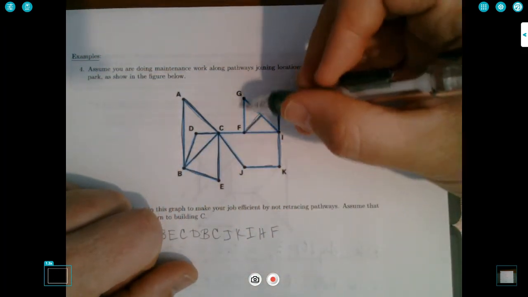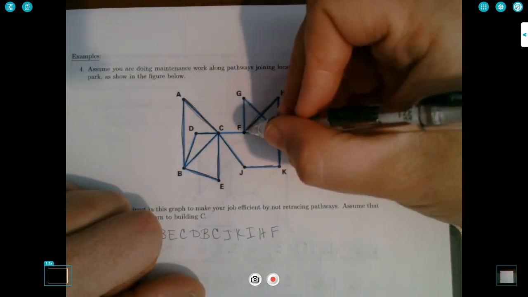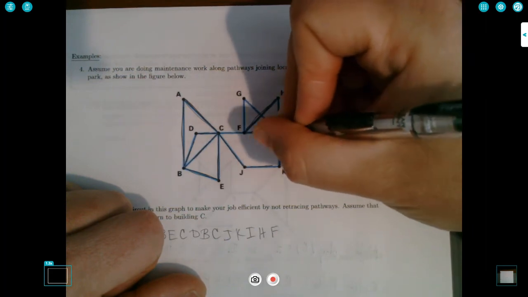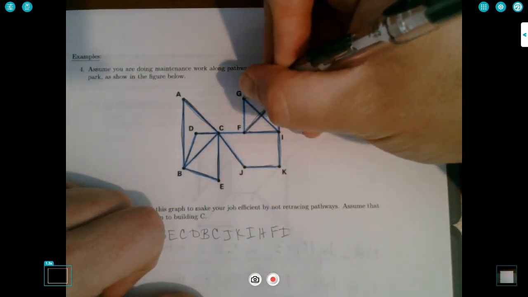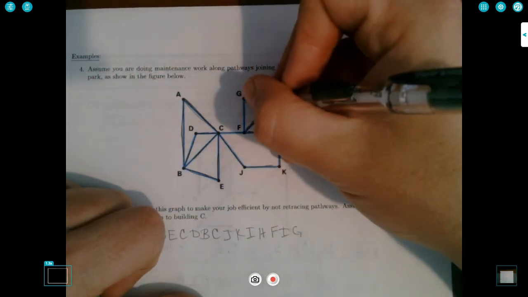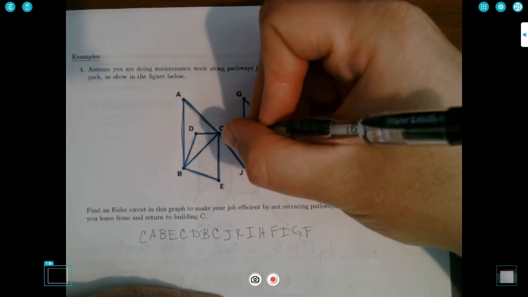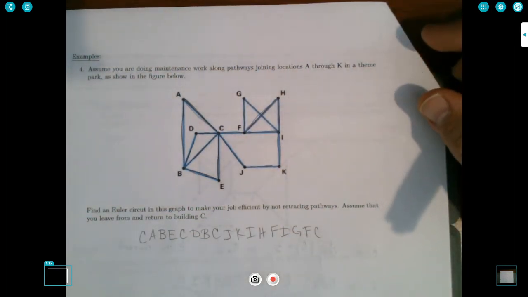I could go up this way or over this way, right? Neither one of these are bridges. So I don't know. Let's say that I choose to go this way. Then I have to go back up, and then back down, and finally I can end back where I started, at C.